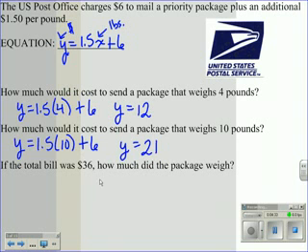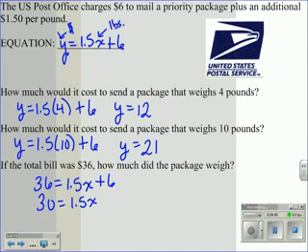And lastly, if we know how much the bill was, $36, how much did the package weigh? This time we know our total cost, but we want to figure out how much the package weighs, so we're going to plug 36 in for y. So 36 equals 1.5x plus 6. Subtract 6 from both sides, and 30 equals 1.5x. Divide both sides by 1.5, and you have a total of 20 pounds that the package weighed.